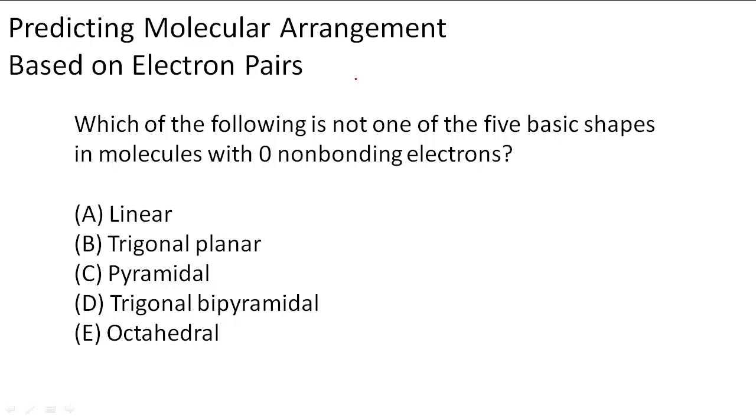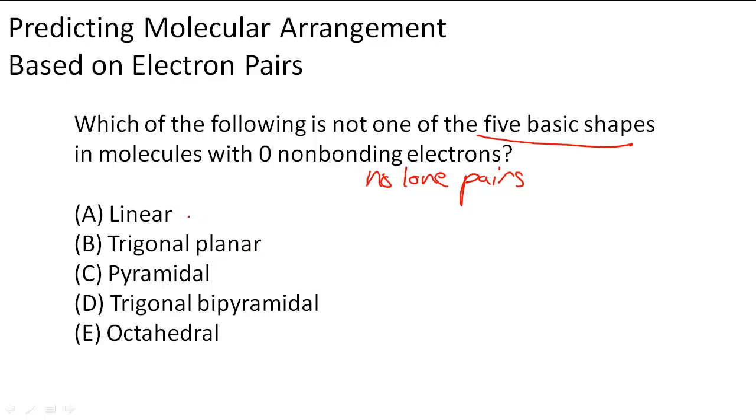Predicting molecular arrangement based on electron pairs. In this problem, it says which of the following is not one of the 5 basic shapes in molecules with 0 non-bonding electrons. Basically, that means no lone pairs. That's what they're trying to say here, no lone pairs. So we have to remember the shapes that have no lone pairs.